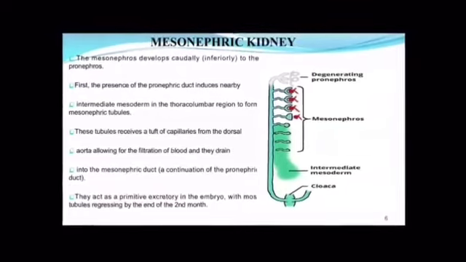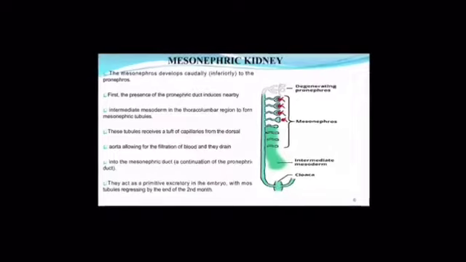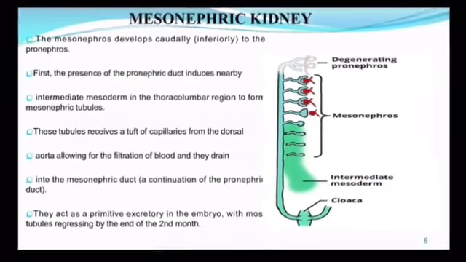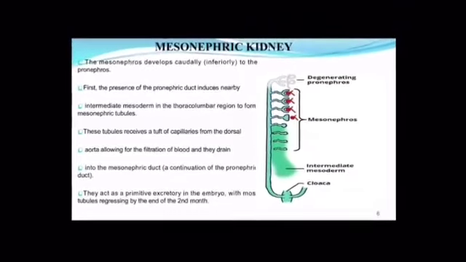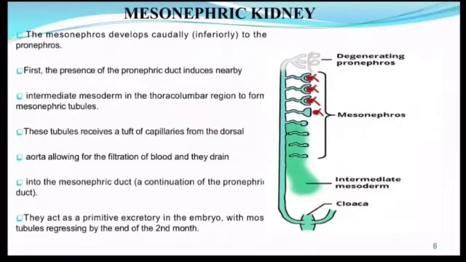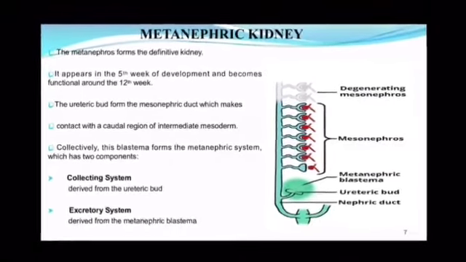Then, lower caudally, which is inferiorly to the pronephros, the presence of the pronephric duct induces nearby intermediate mesoderm in the thoracolumbar region to form the mesonephric tubules. Then these tubules receive a tuft of capillaries from the dorsal aorta, allowing the filtration of blood, and they drain into the mesonephric duct, which is a continuation of the pronephric duct. Then they act as a primitive excretory structure in the embryo, with most tubules regressing by the end of the 2nd month.